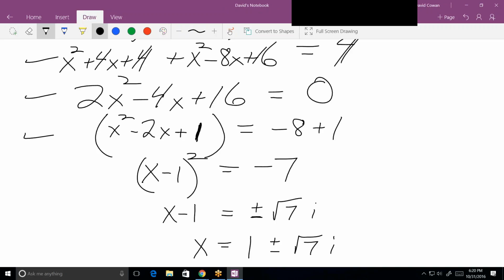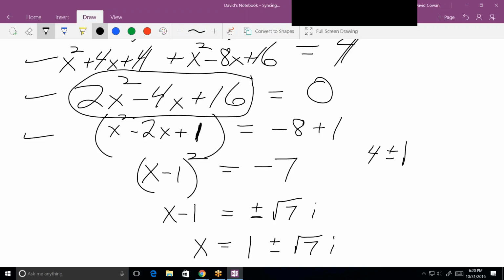You'll notice real quick that if I solve that using the quadratic formula, let's see, it's 4 plus or minus the square root of 16 minus 4 times 2 times c.